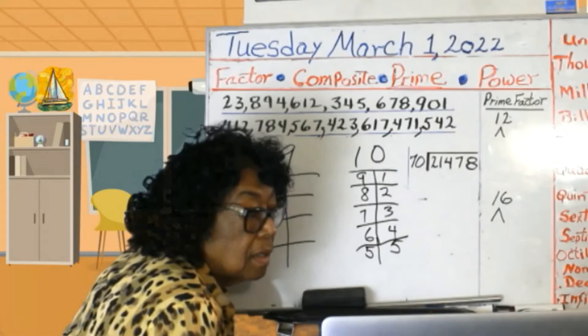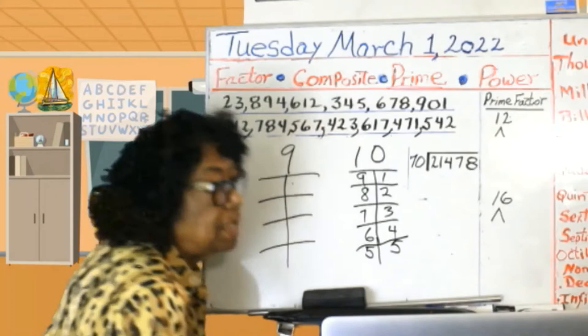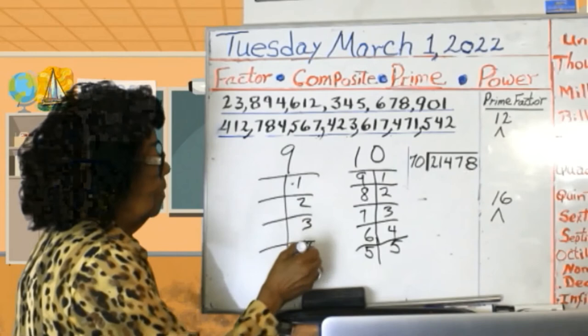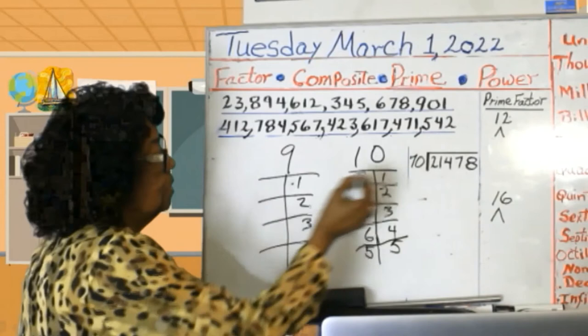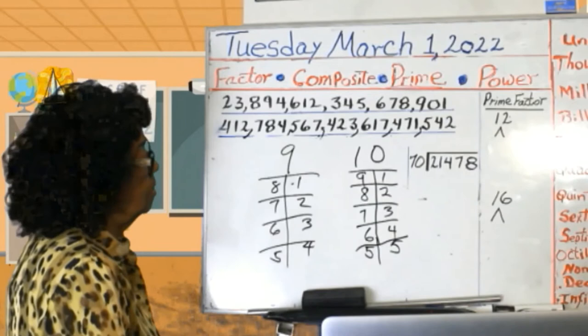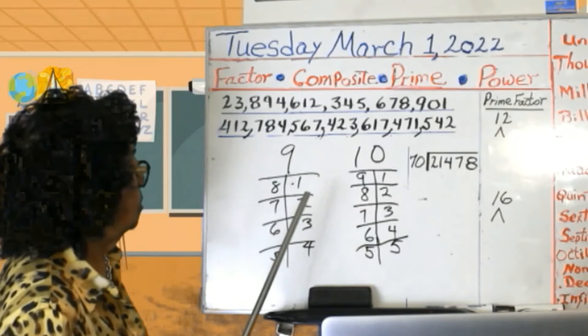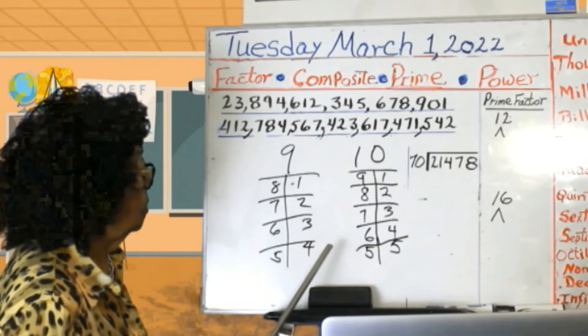Who else is out there? Okay, Nadia, come on. Yes. 1, 2, 3, 4. Let's go. 8, 7, 6, 5. Okay, let's go. So I can say 9 take away 8. You got what? 9 is 8 plus 1. 9 is 7 plus 2. 9 is 6 plus 3. 9 is 5 plus 4.